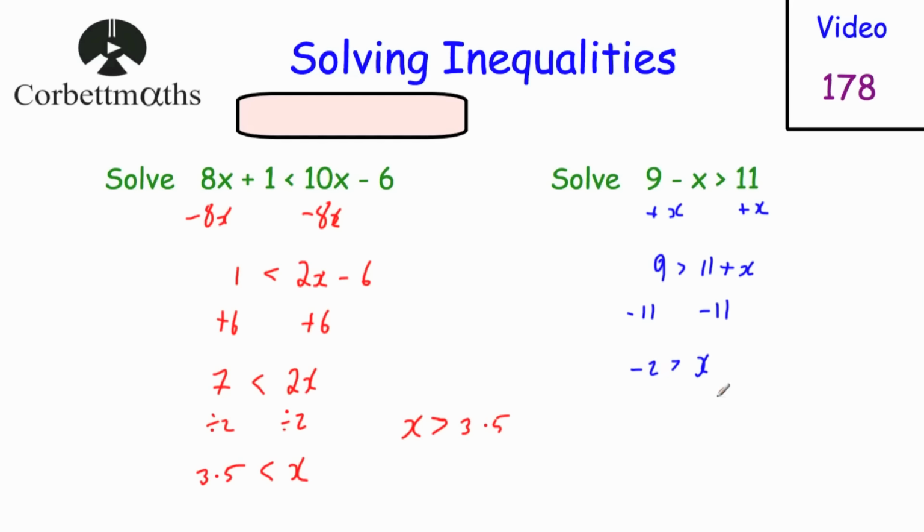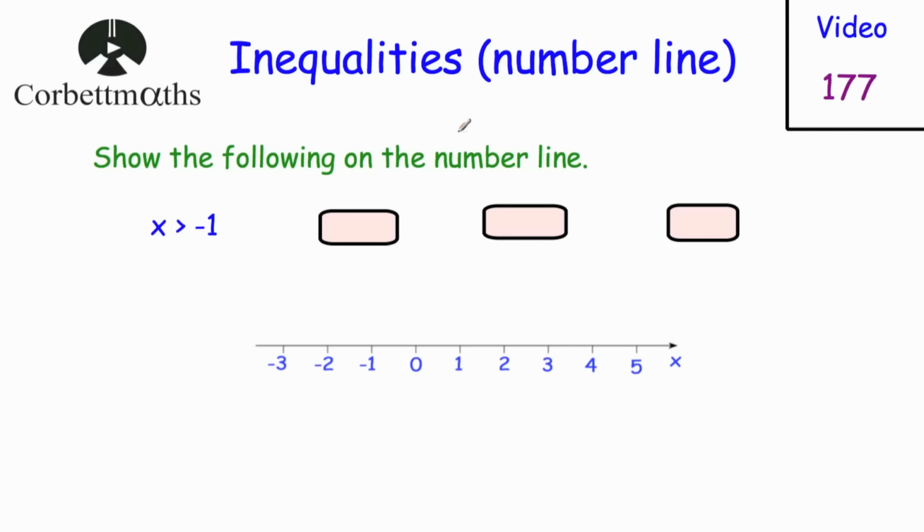If we wanted to write it the other way around, we can turn it around, but we have to turn that inequality sign around as well. So we'd write x, and instead of writing a bigger than, we'd write a smaller than, and then we've got negative 2. So that means that our answer is x is smaller than negative 2, and that's the same as negative 2 is bigger than x. So that's our answer.